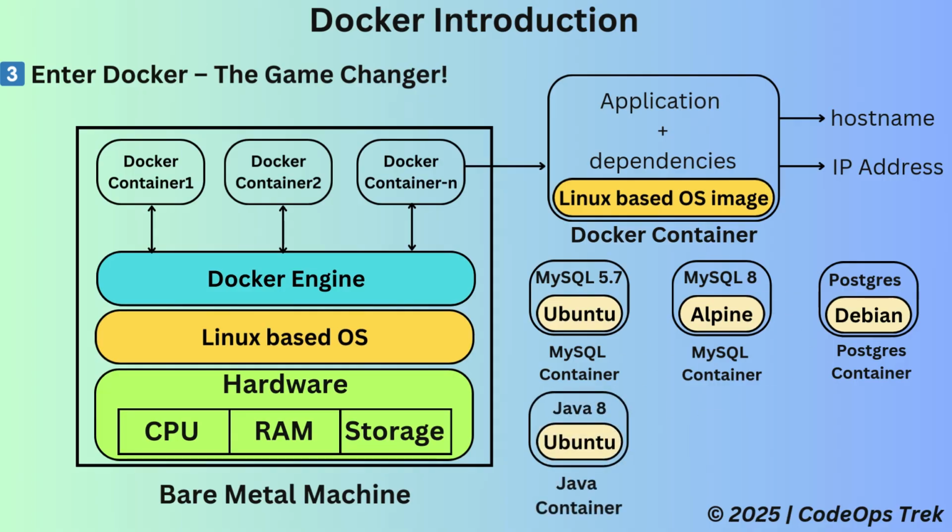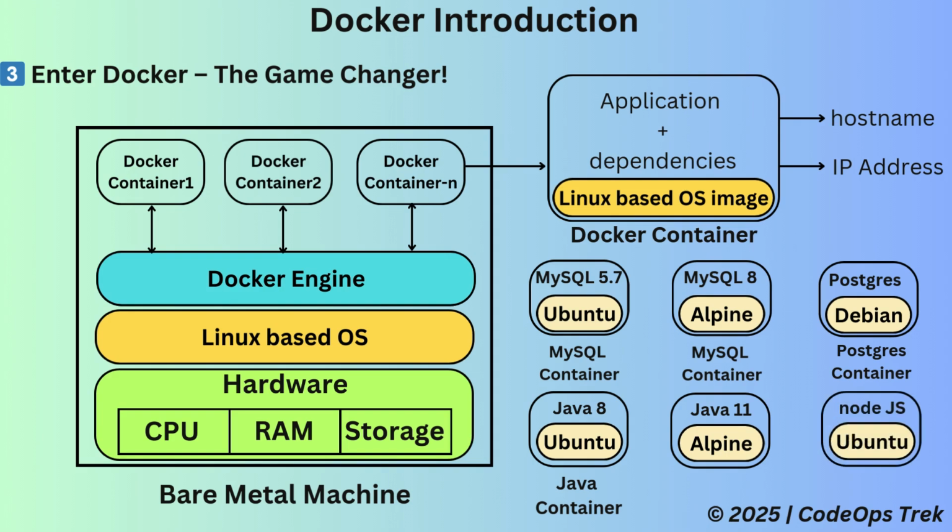For Java application containers, one container can run Java 8 on Ubuntu with the Java application, while another can run Java 11 on Alpine with a different Java application. A Node.js container can have an Ubuntu OS image and it contains Node.js runtime and required dependencies. So, all these containers can run simultaneously on a single system while providing an isolated environment for each application. Each container runs on a thread of the OS, meaning the number of containers a system can run depends on the number of available threads.